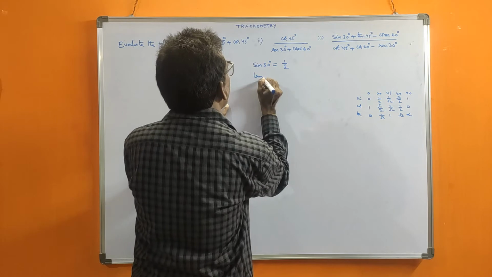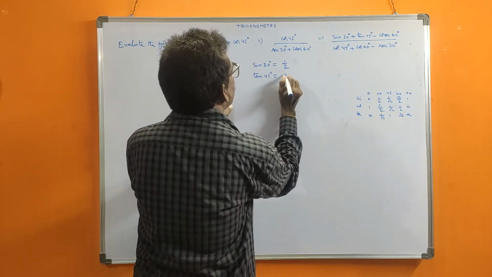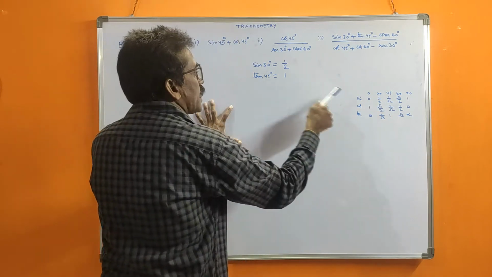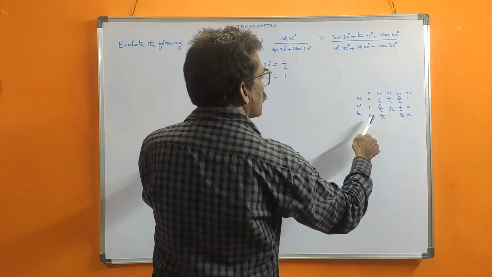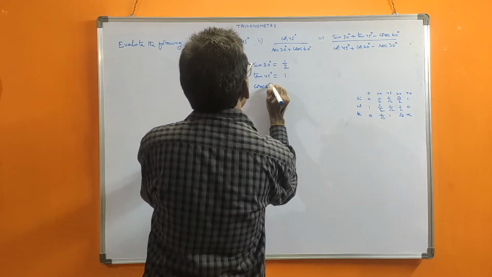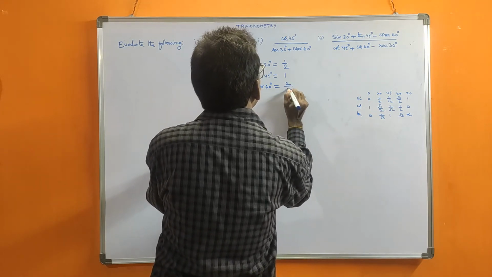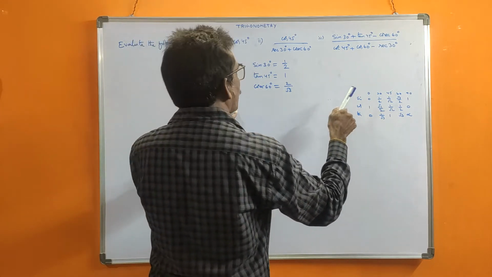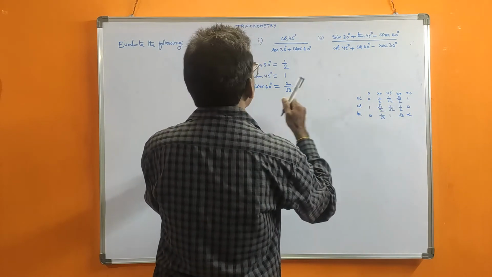Next, you check the table. Tan 45 is equal to 1. Sin 30 is 1 by 2, tan 45 is 1. Next is cosecant 60. Cosecant means inverse of sin 60, and sin 60 is root 3 by 2, so cosecant 60 is 2 by root 3. For cosecant you look at sin 60, root 3 by 2, but inverse, 2 by root 3.